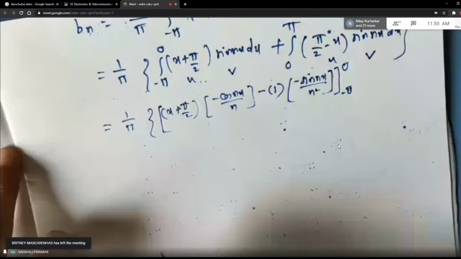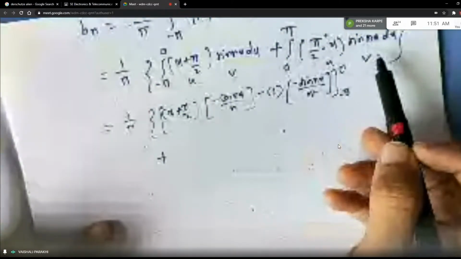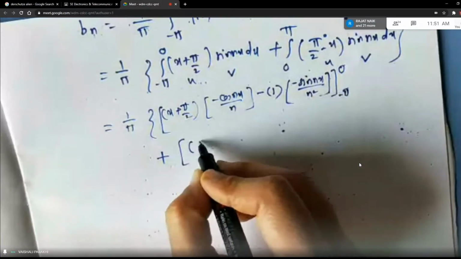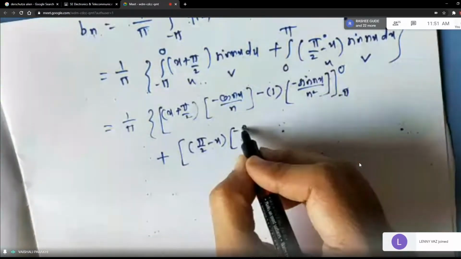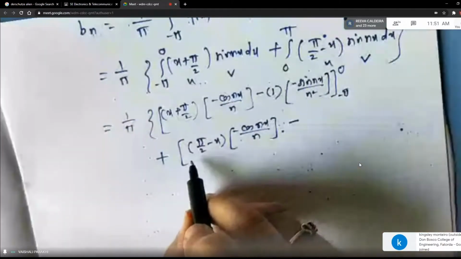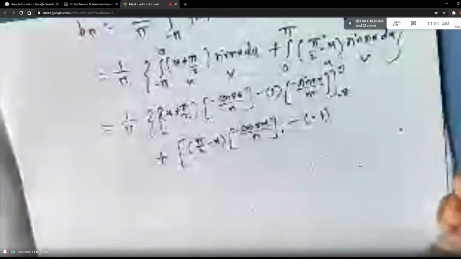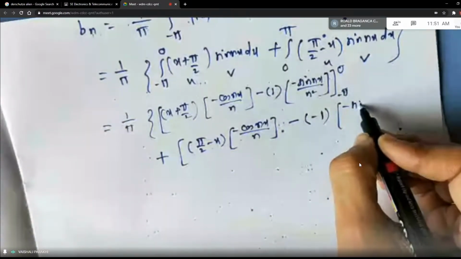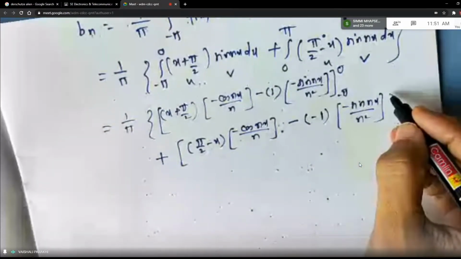Okay, plus. Now one more time Bernoulli's theorem for the second integral also. So first function pi by 2 minus x. Integral of sine nx is minus cos nx by n, minus. Derivative of pi by 2 is 0, but derivative of minus x is minus 1. So don't forget to put the sign here. And integral of minus cos nx is minus sine nx by n into n is n square. Derivative of minus 1 is 0, so we cannot proceed.